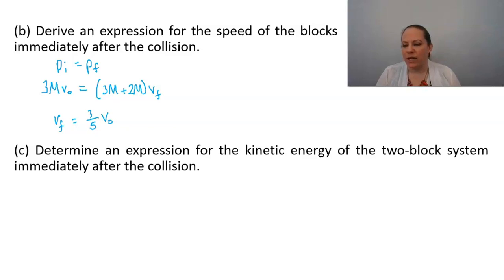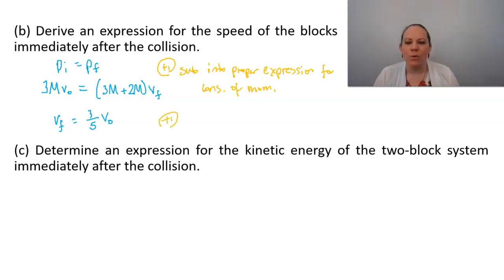And our scoring here: 1 point for correctly substituting into a proper expression for conservation of momentum. I'm just going to write that as cons of mom, abbreviated just to save a little time, conservation of momentum, and then 1 point for a correct answer.